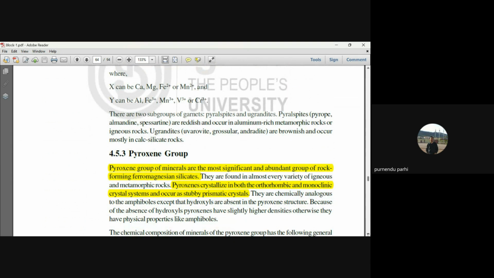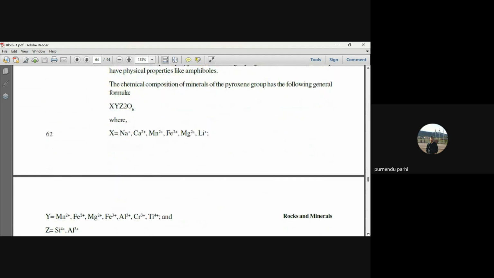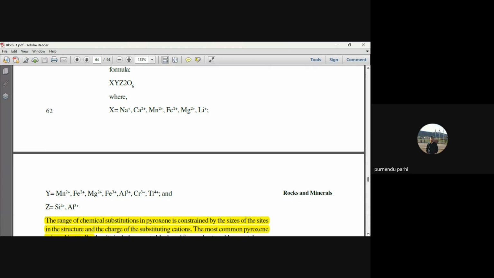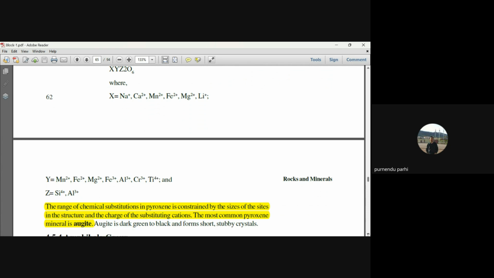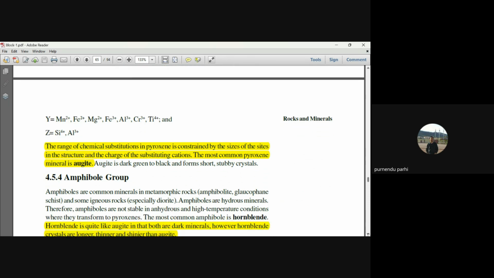Then the pyroxene group of minerals are the most significant and abundant group of rock forming ferromagnesian silicates. Pyroxene crystallizes in both orthorhombic and monoclinic crystal systems and occurs in stubby prismatic crystals. The general formula is XYZ2O6, where X is different cations like sodium, calcium, manganese, iron, magnesium, lithium. Y is manganese, iron, magnesium, aluminum, chromium, titanium. Z is silicon, aluminum.